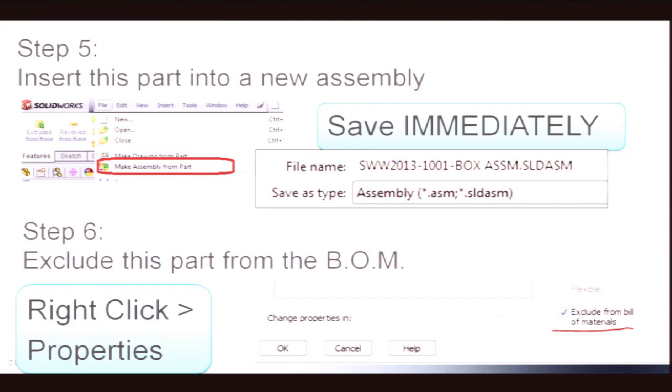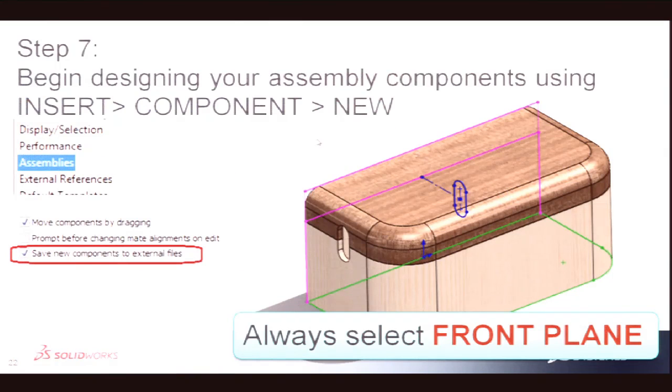So the virtual part was looking for Assem1, and now it's looking for box assembly 1001, and you end up with those question marks in the tree saying the in-context references aren't updating properly. So save immediately, and then right-click on that part, exclude it from the bill of materials, and then you'll be ready to start inserting your additional component.